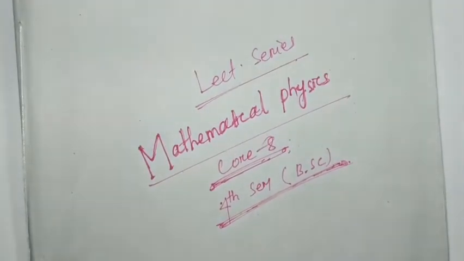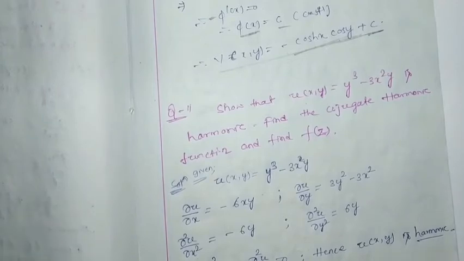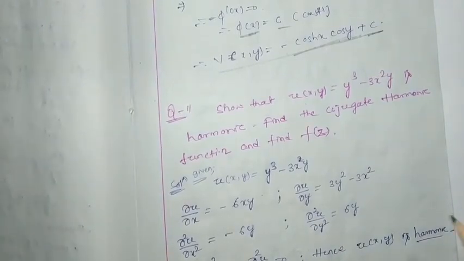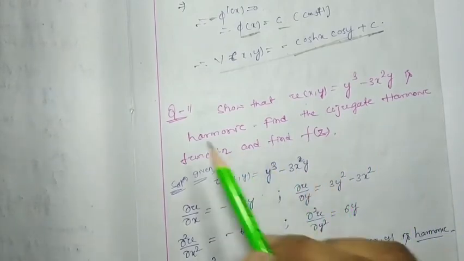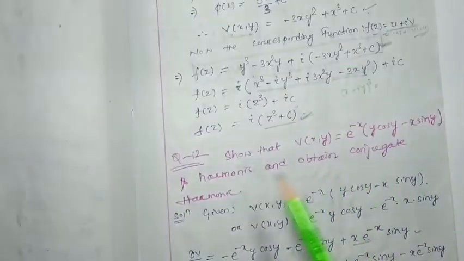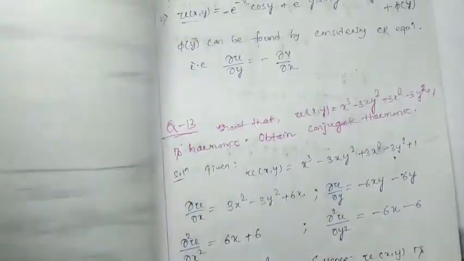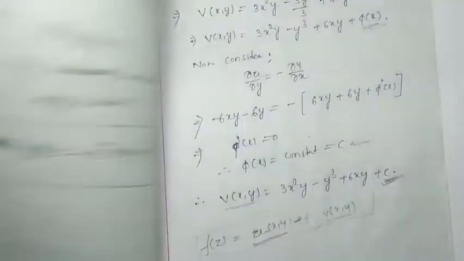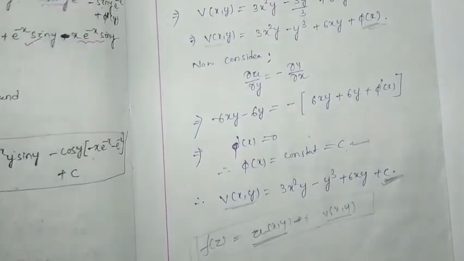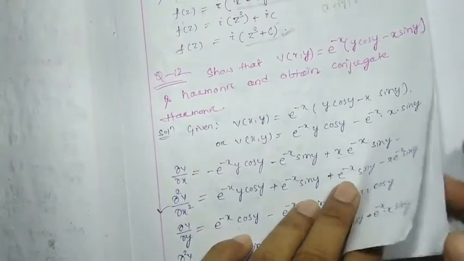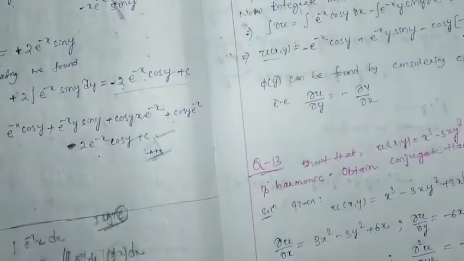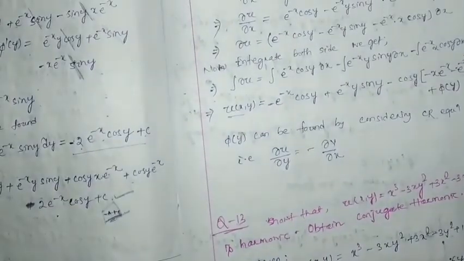In our last class we discussed a few problems regarding harmonic and conjugate harmonic functions, that is your question number 11, question number 12 and question number 13. Here I want to tell you one thing: in question number 12 there was a plus-minus mistake. You have to just correct it.